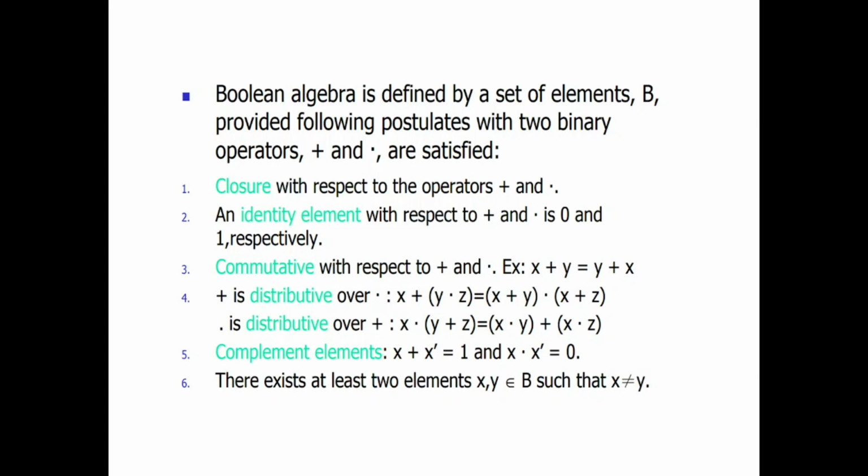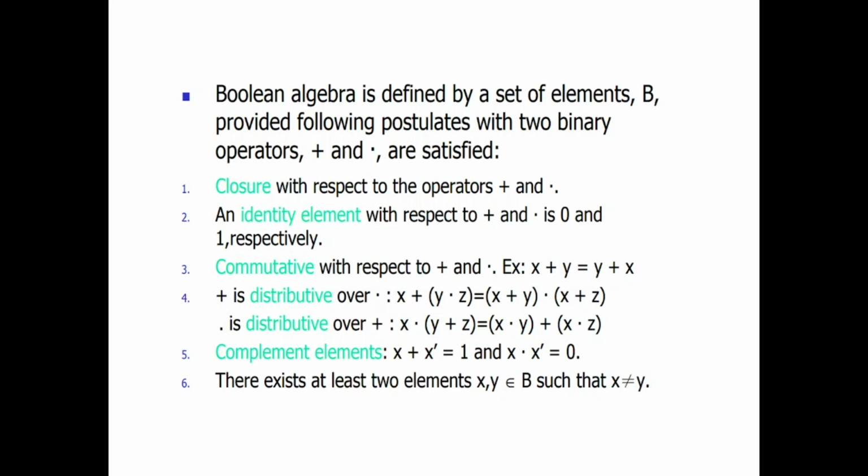And second, the identity element with respect to plus and dot is 0 and 1 respectively. So the identity element with respect to plus is 0 and with respect to dot is 1. Next property, commutative with respect to plus and dot. This can be given as x plus y equal to y plus x. This example is with respect to the operator plus.